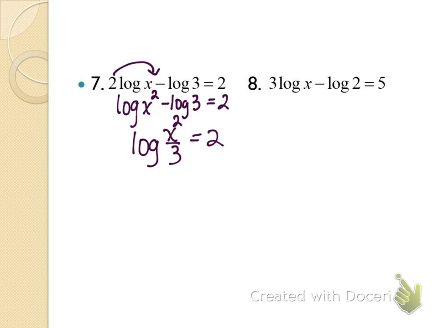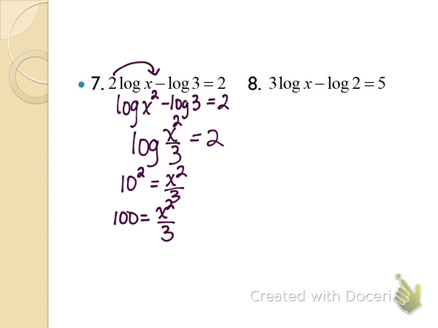Now that we're down to one log, we can change it into exponential form. What's my base? 10. My exponent on 10? 2. Set equal to x squared over 3. Beautiful. All right. 10 squared? 100. Where did 10 come from? Our base on the log, not written, it's a 10.